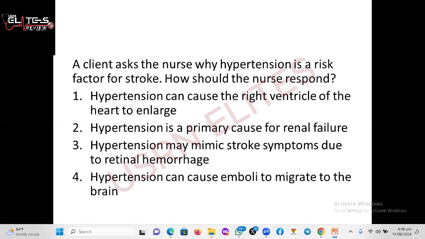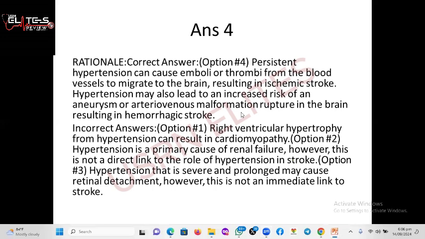This one here, everyone should be able to produce a correct answer to, and that wouldn't be a concern. We all know that when there is high blood pressure, clots or thrombus can form, travel to the brain, and cause a stroke.